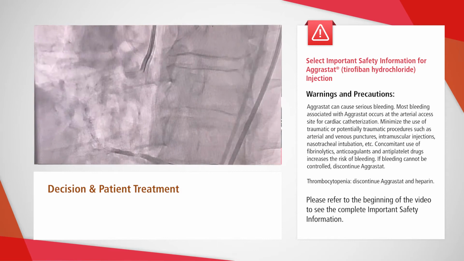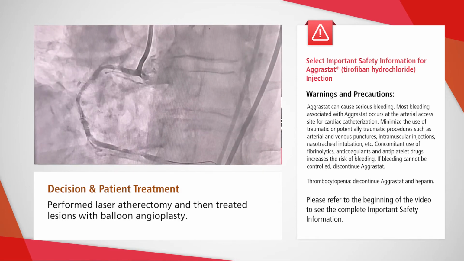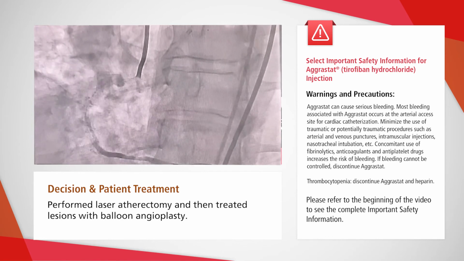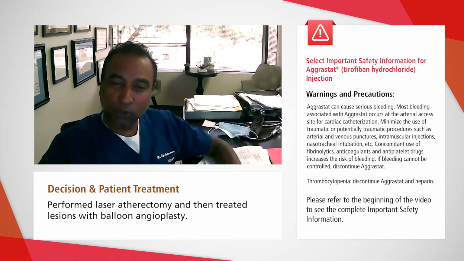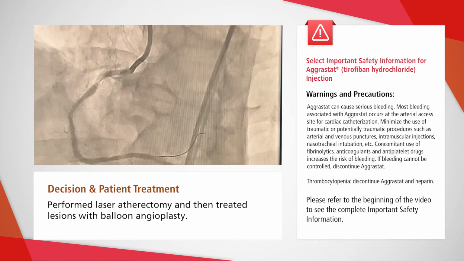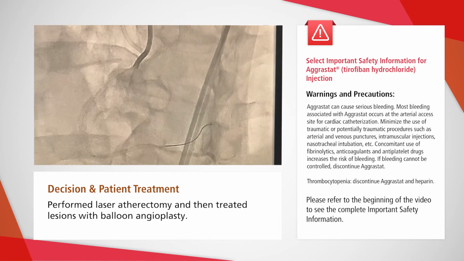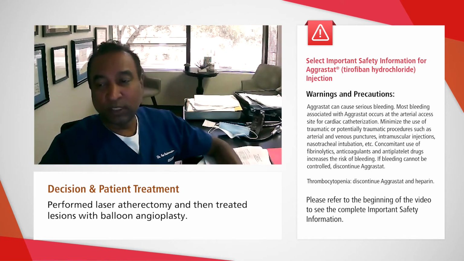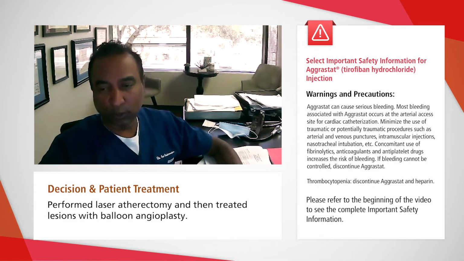Since the patient had diffuse in-stent restenosis, we decided to perform laser atherectomy, which was performed throughout the course of the right coronary artery from the proximal portion to the distal portion inside the stents. Following laser atherectomy, the lesions were evaluated with intravascular ultrasound for sizing, and then we treated these lesions with balloon angioplasty using a 3.0 millimeter balloon up to 12 atmospheres.